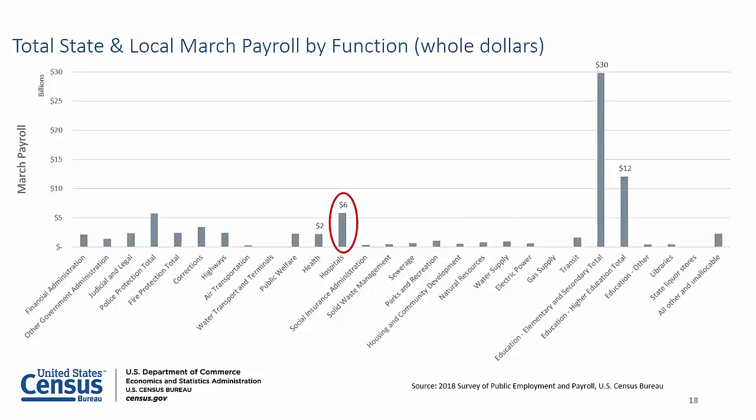Looking at that same type of information, but instead of looking at employment, looking at payroll, we see a similar distribution. We see relatively small bars for healthcare and for hospitals, and much larger bars for the education areas.